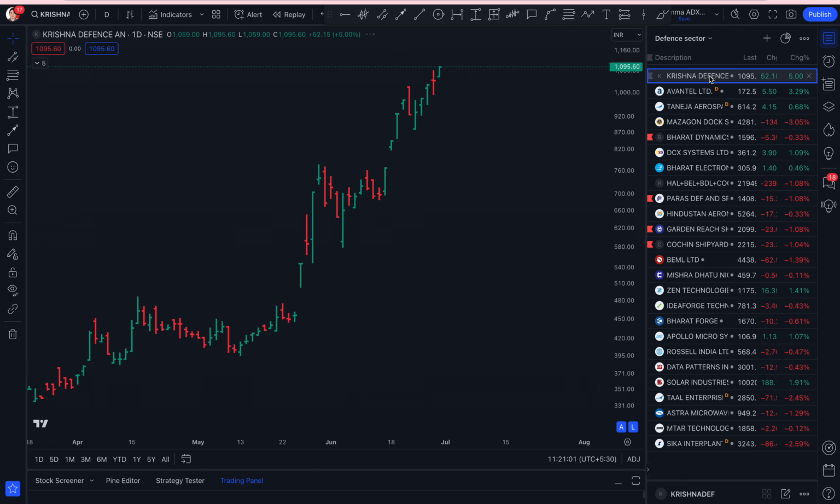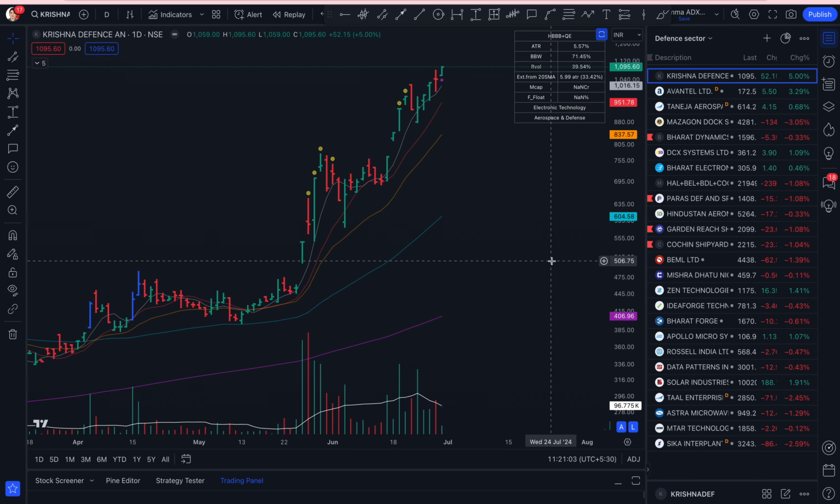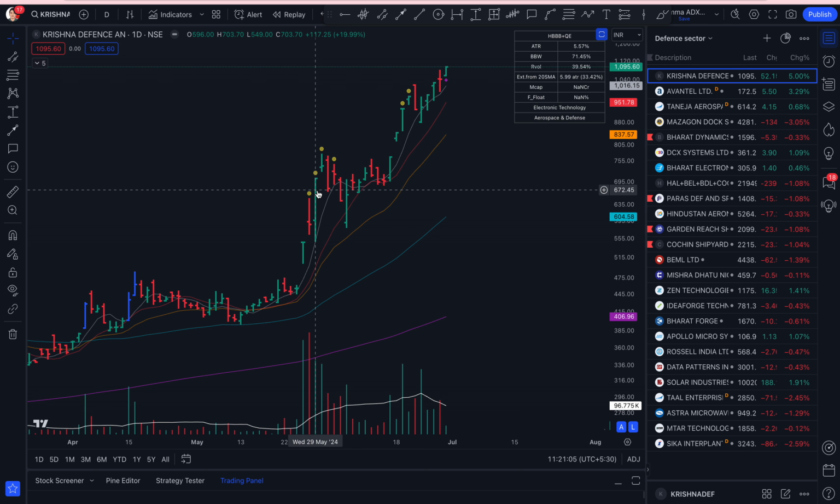I hope there are some names which have this. Okay, so here, this yellow dot indicator is my extension indicator. Whenever that criteria is fulfilled, which I just told you, 6x or 7x, I'm not exactly sure currently, extended from the 20-day SMA, then this fires.